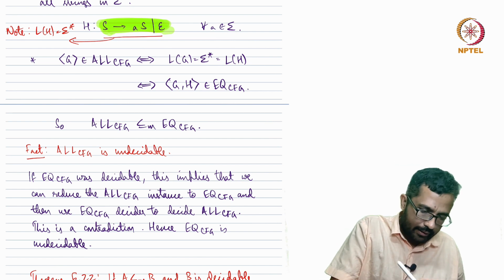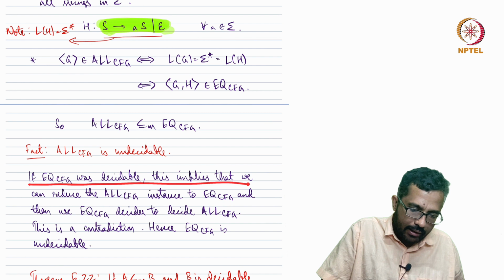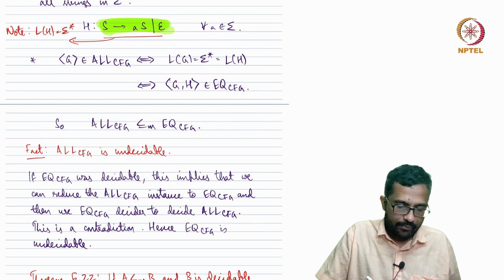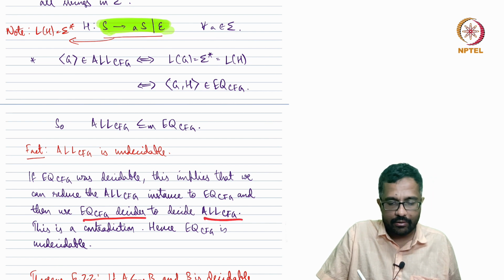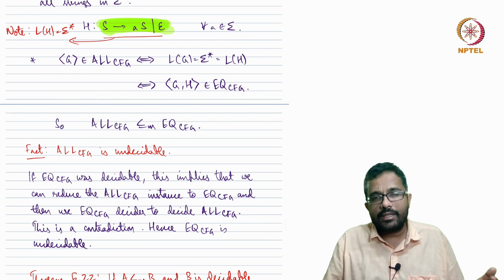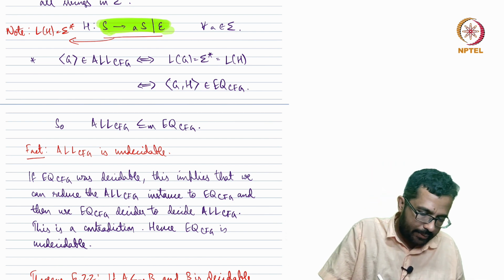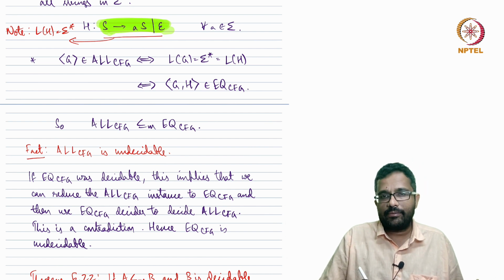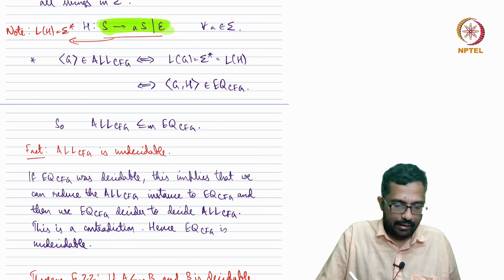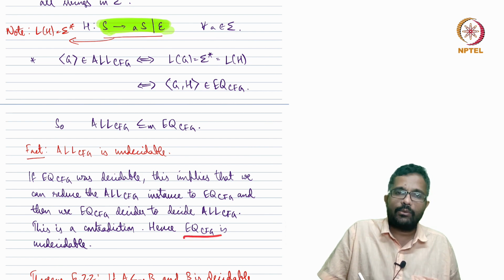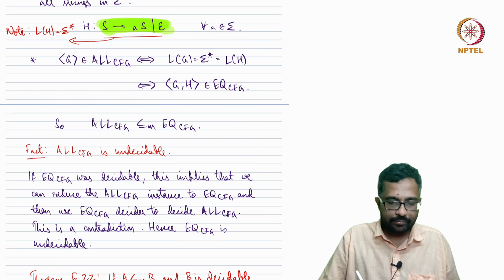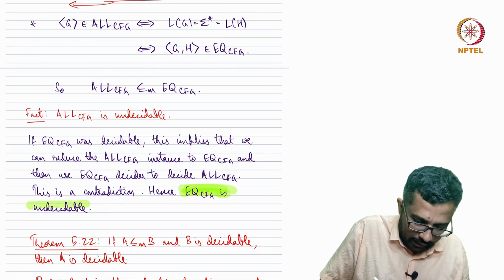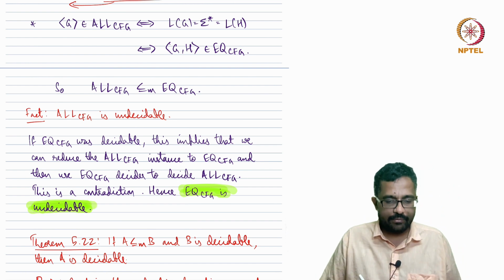Reading through this again: if EQ-CFG was decidable, we could reduce the ALL-CFG instance to EQ-CFG and then use the EQ-CFG decider to decide ALL-CFG. But ALL-CFG is undecidable, right? I'm just using this without proof. So this contradicts that. That implies that our assumption that EQ-CFG was decidable was wrong, hence it is undecidable. So ALL-CFG undecidable implies that EQ-CFG is undecidable.